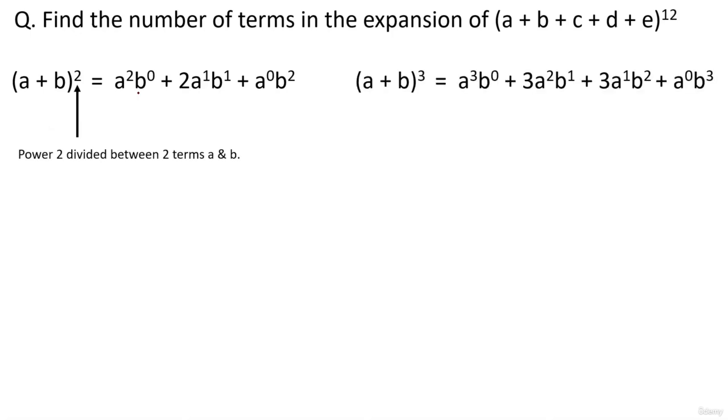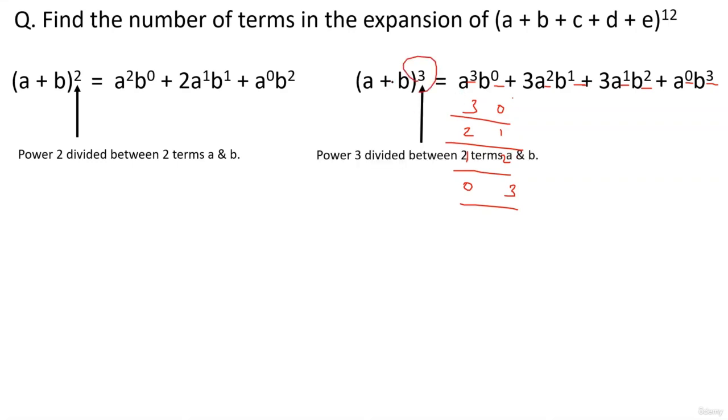Same thing you can observe for (a + b) whole cubed also, guys. It is a cubed plus 3a squared b plus 3ab squared plus b cubed. This is as good as a cubed b raised to 0, a squared b raised to 1, a raised to 1 b squared and a raised to 0 b cubed. So look at the powers, guys. The powers are 3 0, 2 1, 1 2 and 0 3, isn't it? All these divisions are nothing but the number of ways in which the power 3 is divided between a and b. So here we learn one thing: whenever we have a binomial raised to any power, that power is divided into the two given groups.